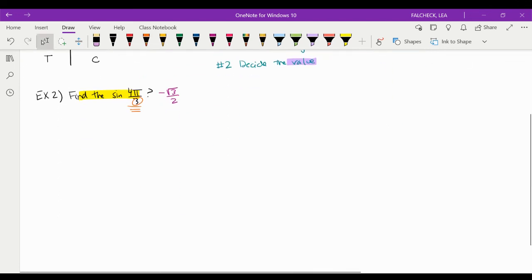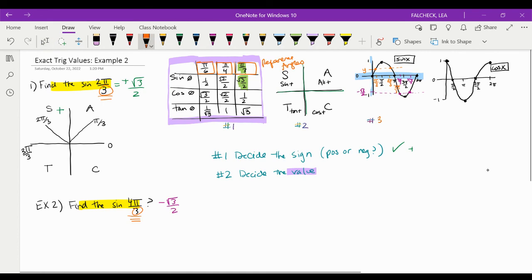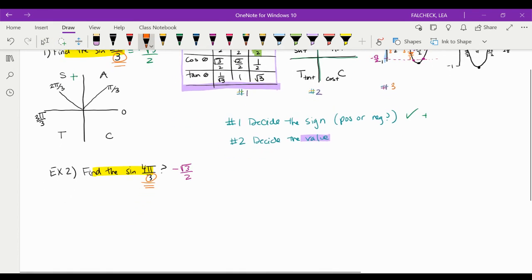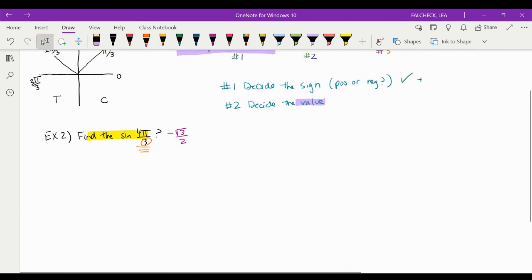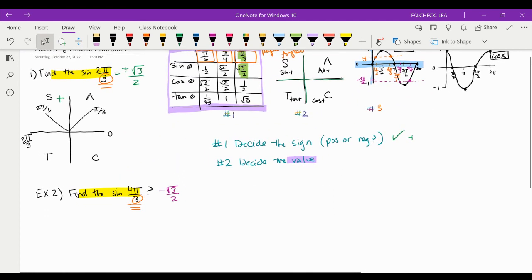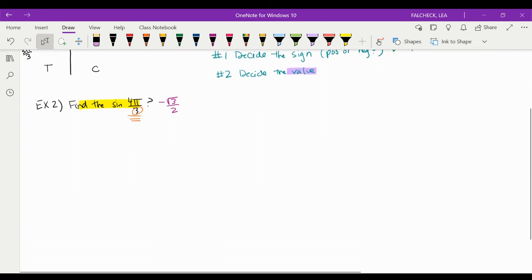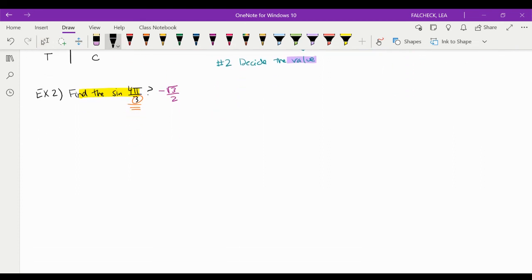Okay, so let's try another one. We are not focusing on the graph like we did with this blue part here, but rather I want you to think about solving by the appropriate trig ratio and the quadrant the angle terminates in, right? Okay, so let's try another one here. We have example 3. Find the cosine of 11 pi over 6.